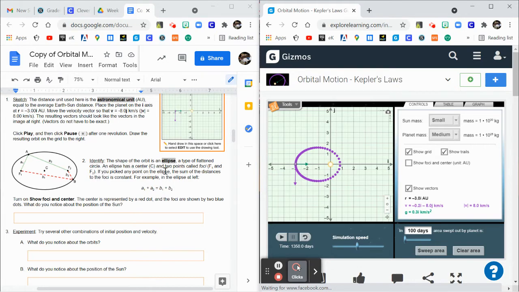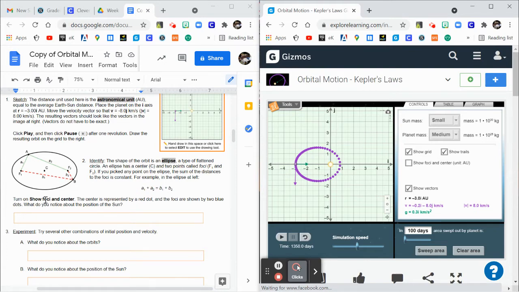If you pick any point on the ellipse, the sum of the distances to the foci is constant. Here you have the length from f sub 1 to point A, and then the length from point A to f sub 2. Those two distances add up to the same total as the distances from point B to f sub 1 and f sub 2.